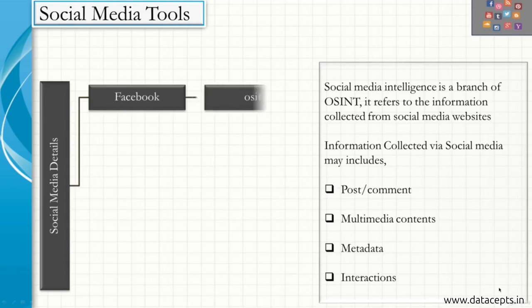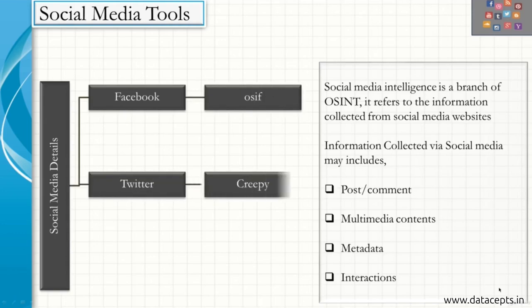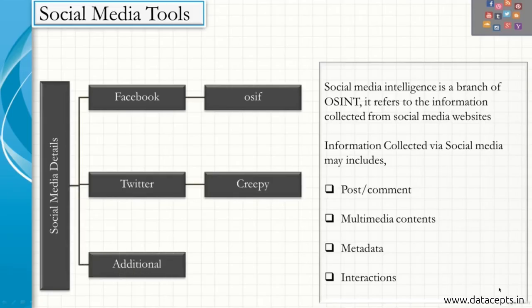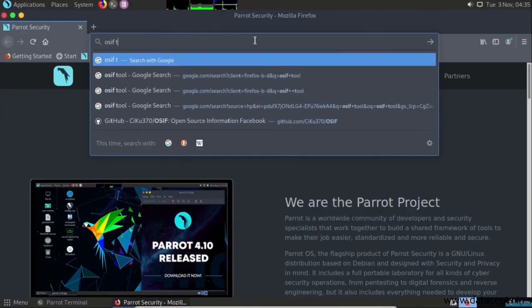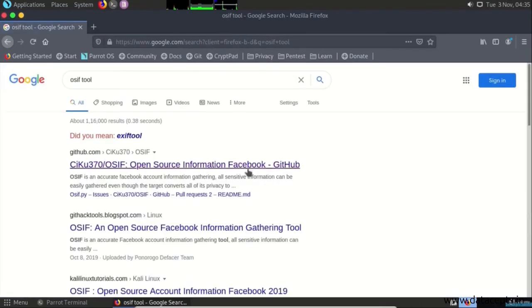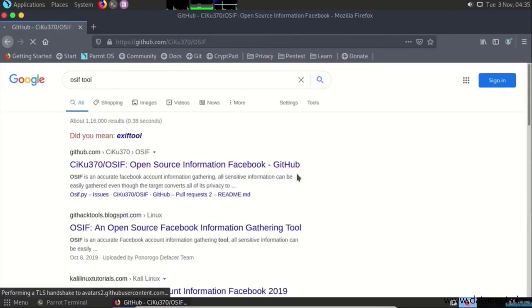For Facebook, we will have a demonstration of the OSIF tool. For Twitter, we will be using the Creepy tool, and for any additional social media information gathering, we'll use Sherlock as a tool. Let's have a demonstration of each of them one by one. Here, let's have a look at a tool called OSIF, which stands for Open Source Information Facebook.